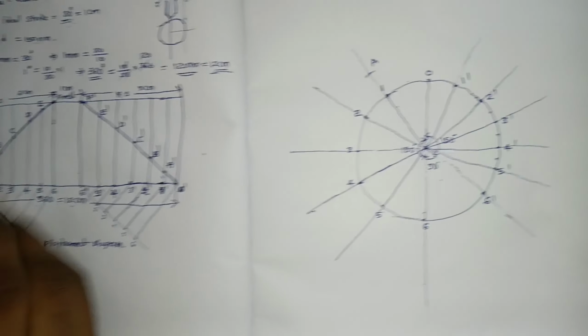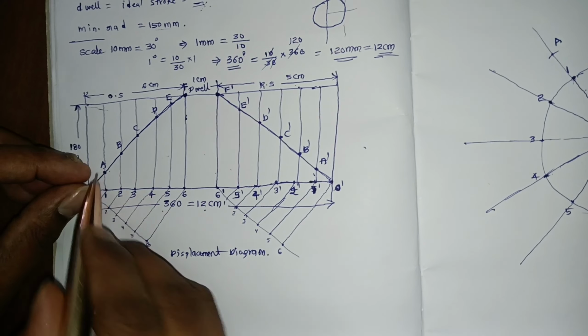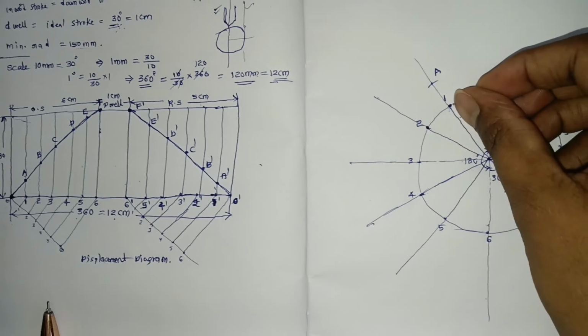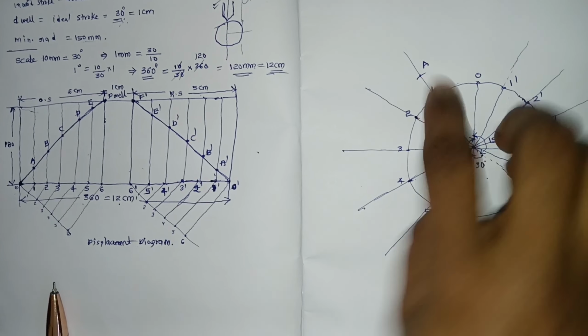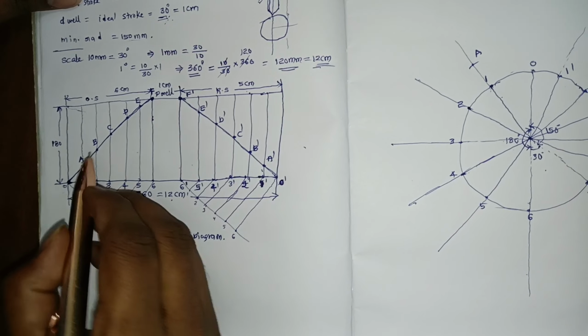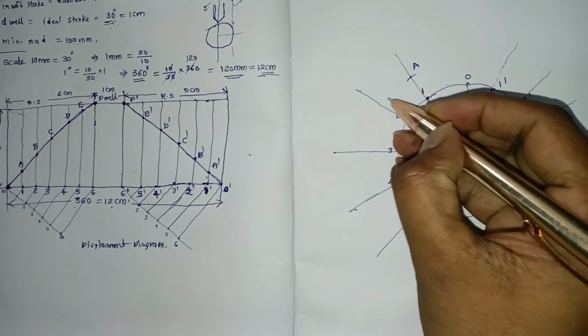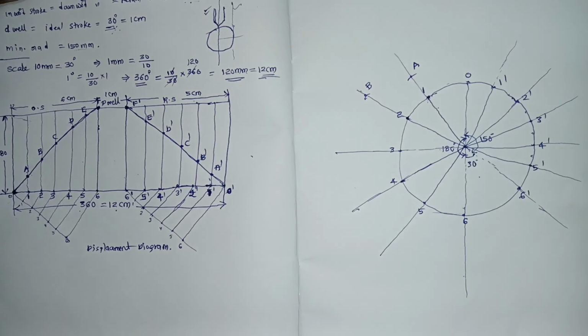Again I am repeating, with the help of a compass you have to measure from point 1 to point A. That distance, that radius, you have to cut the arc from point 1 on this line, then you will get point A. Similarly, you have to measure from 2 to B, take that radius, and again from 2 cut the arc on this line, that will be B.